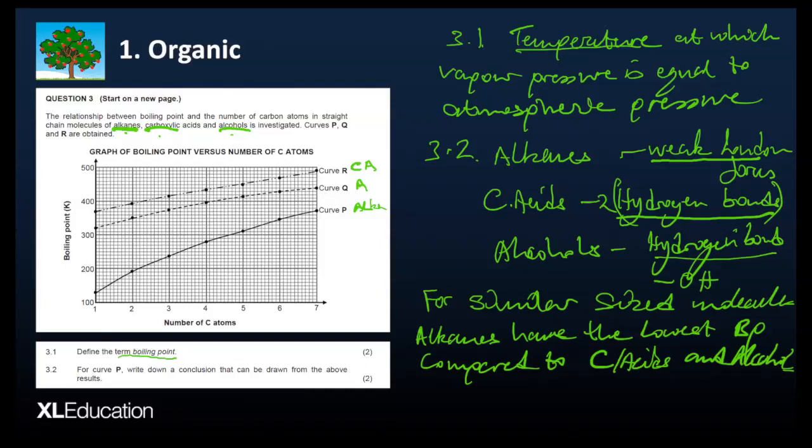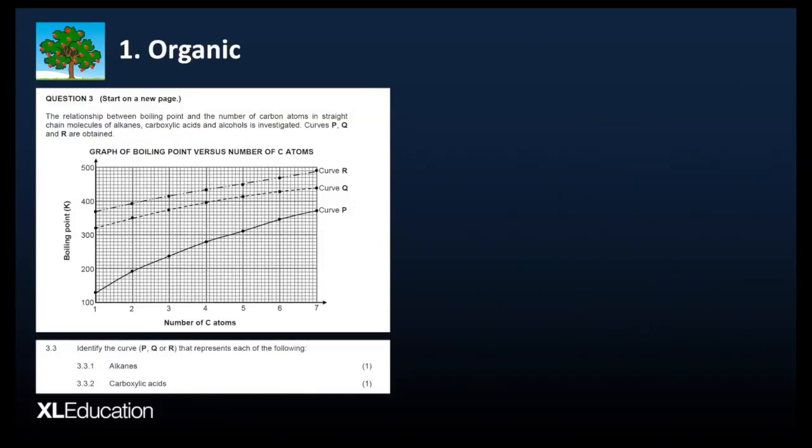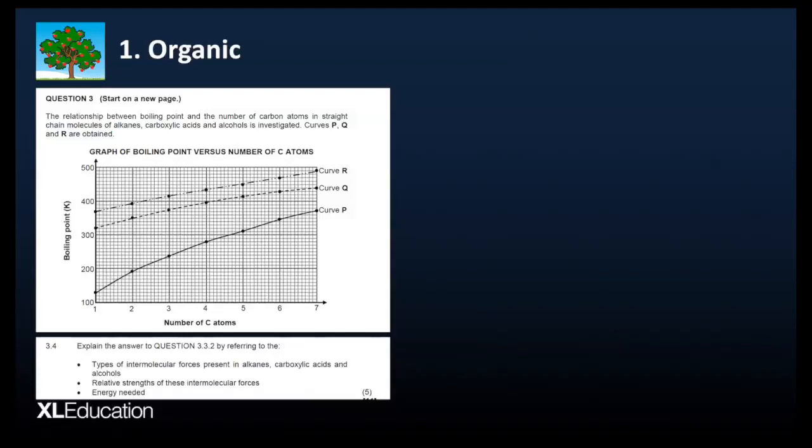These are all simple things. Basically, they're just testing on, do you know the type of intermolecular forces in alkanes, in carboxylic acids, as well as alcohols. So you will be done with your question. Let's have a look on another one. Identify the curve PQR that represents each of the following. We have already identified them. Alkanes is the one which will be having the lowest, so that is going to be your P. That is so easy. Carboxylic acids, they've got the strongest intermolecular forces, so that one is going to be our R. Right. Easy.